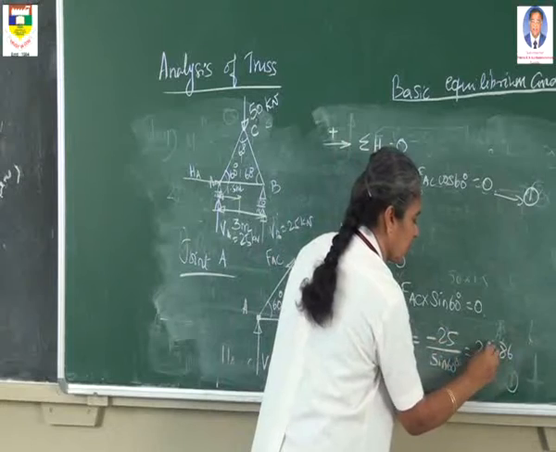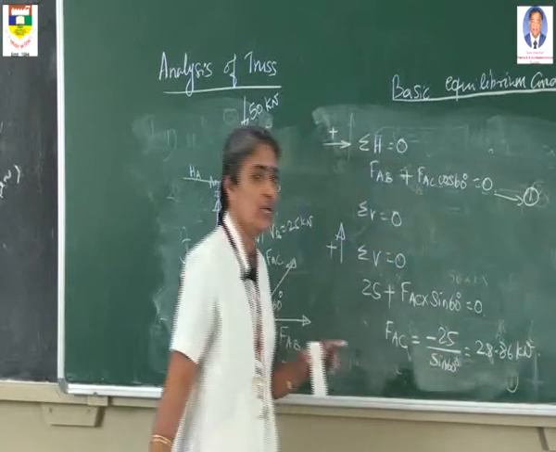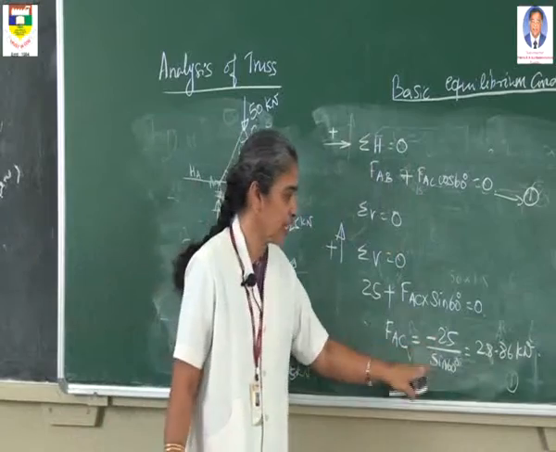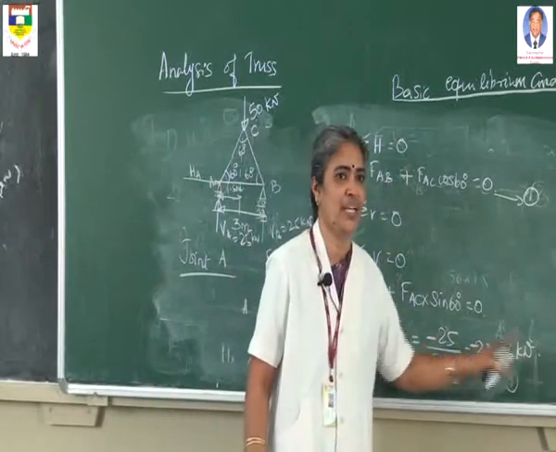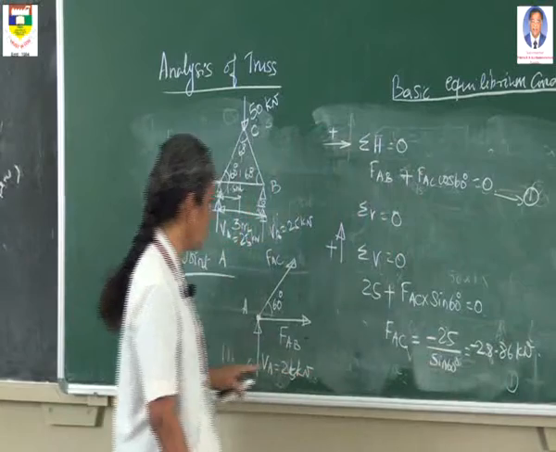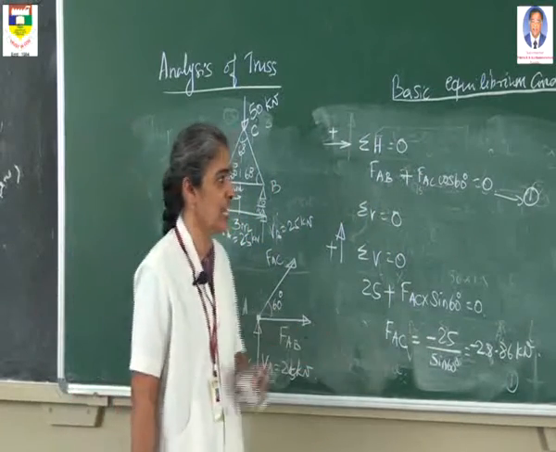28.86 kilonewton. Minus 25 by sin 60, so it is minus 28.86 kilonewton. This is the force in the member AC. First you calculate the force in AC.